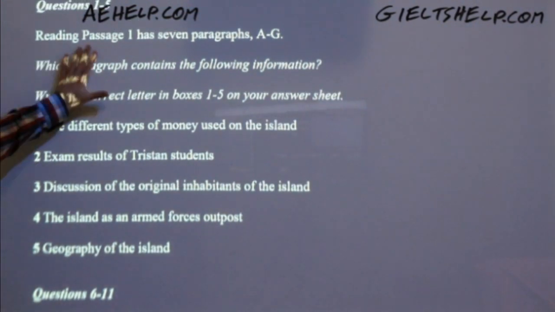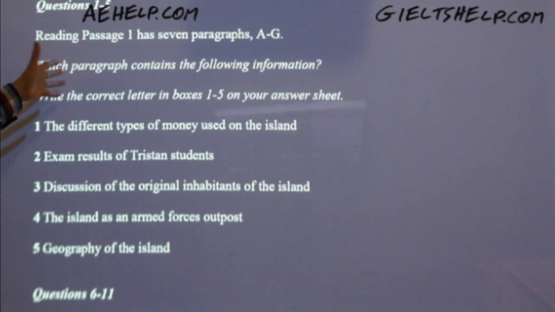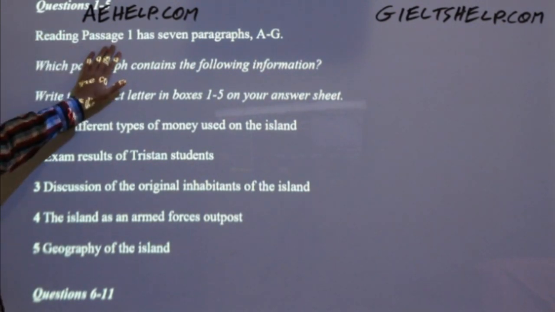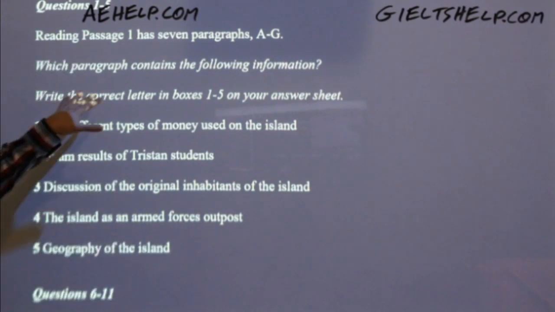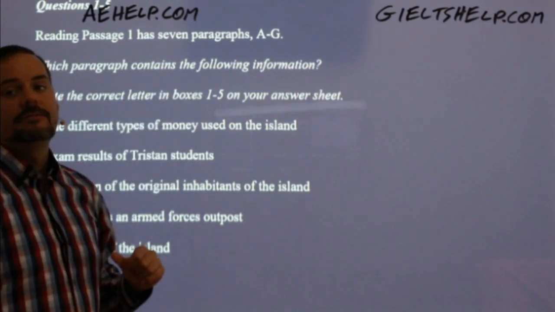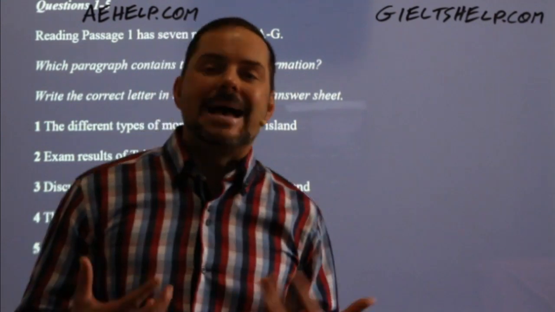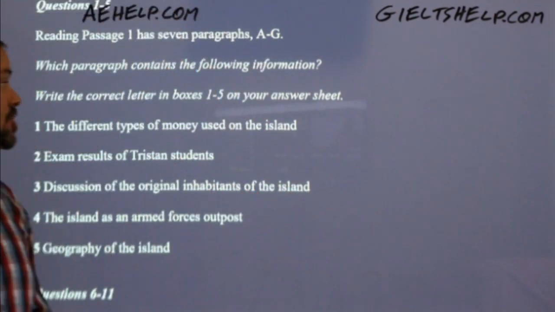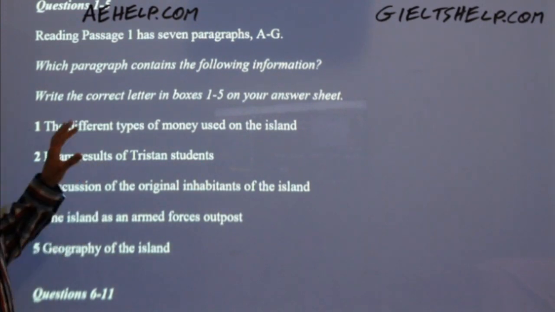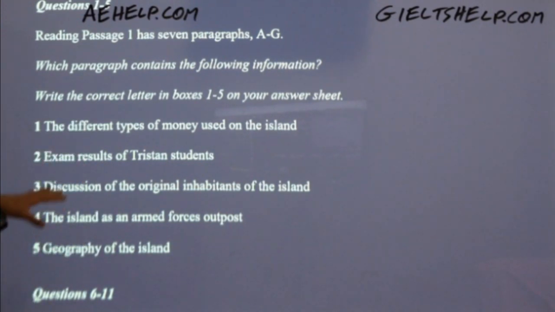So let's have a look at the questions. This first one, reading passage 1, has 7 paragraphs, A to G. Which paragraph contains the following information? So this is that matching information type question. And again, of course, as you remember from yesterday's class, this is one that we should read before the passage. So let's do it.